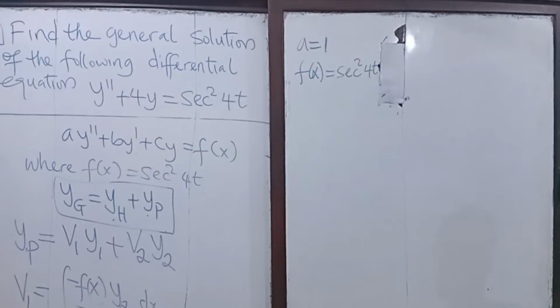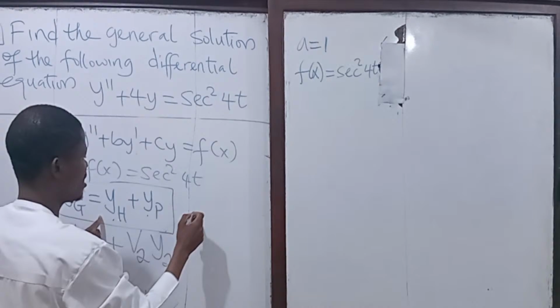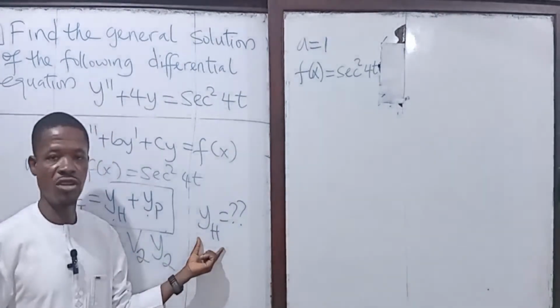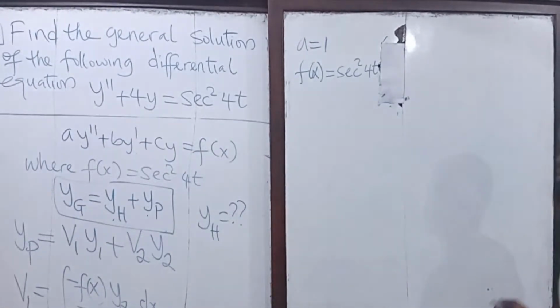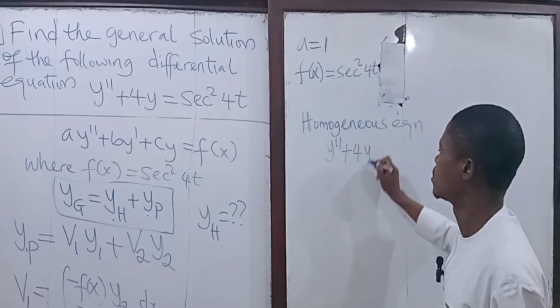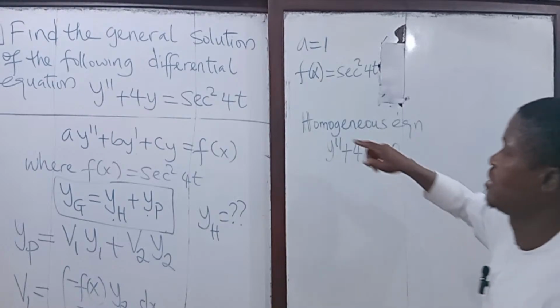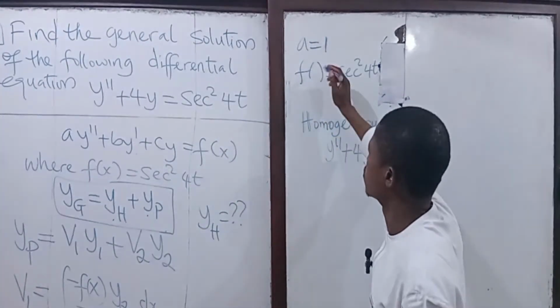Before we can get the Wronskian, we must have gotten the solution of the homogeneous part. So let's get the homogeneous equation: the second differential plus 4y equals 0. That's the homogeneous equation. And there is a correction: this f of x is not f of x, it is f of t. It is a function of t.